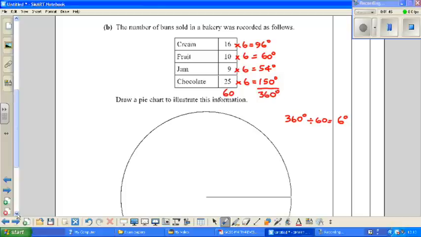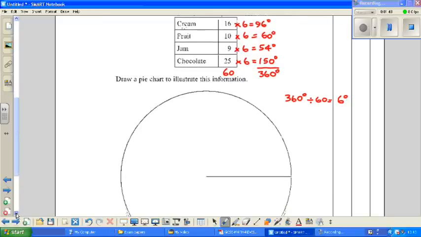So now you're ready to draw your pie chart. So start off with your 96 degrees. I'm not going to draw it here on the screen, but from that line, draw your 96 degrees, draw your 96 degrees down here.